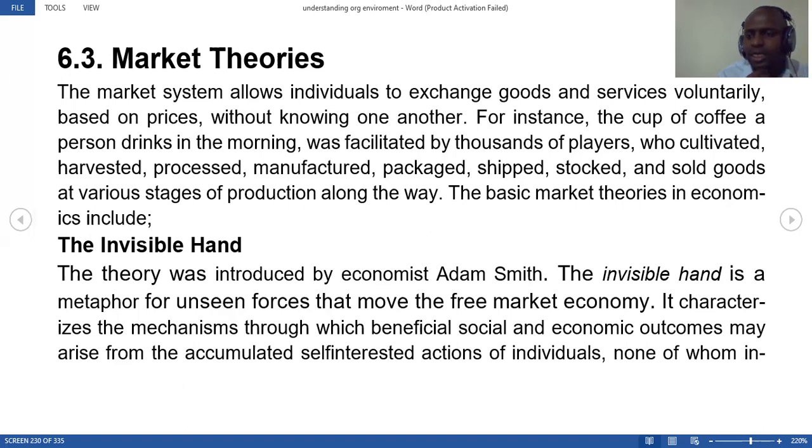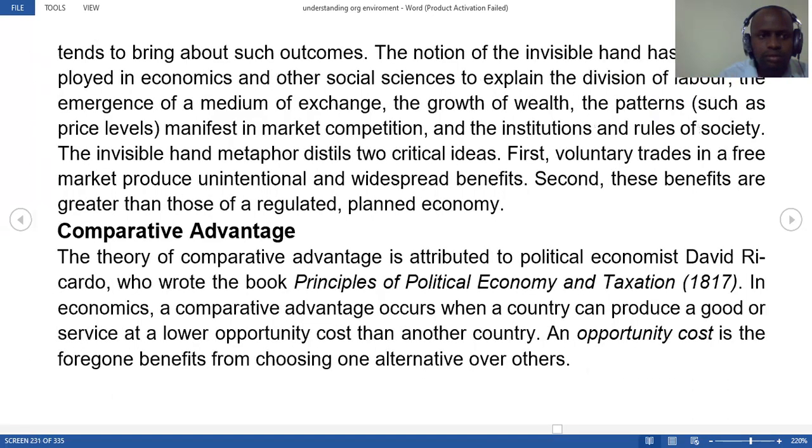And this is what we are calling the unseen forces of the market, where we have a free market that is characterized by the forces of demand and supply, who then control the market. So it is characterized by the mechanism through which beneficial social and economic outcomes may arise from accumulated self-interested actions, none of whom tends to bring about such outcomes.